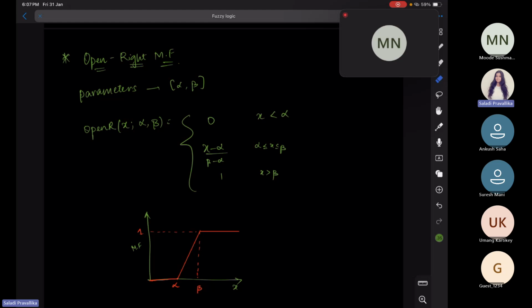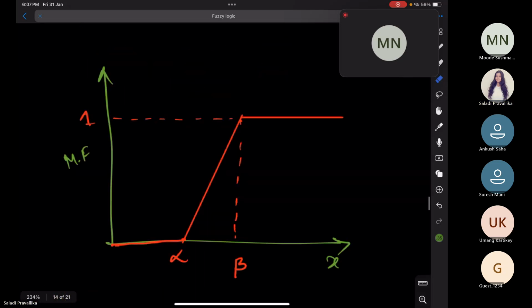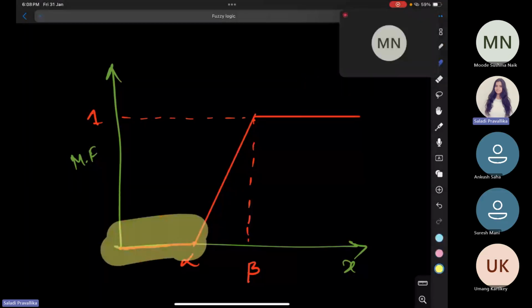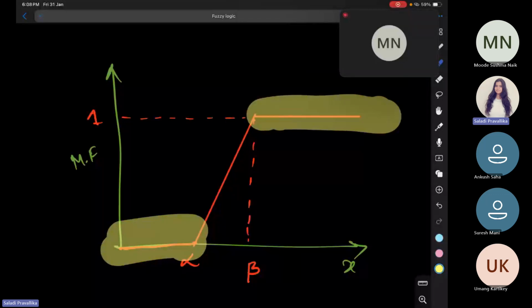When x is less than alpha, it is always equal to 0. And when x is greater than beta, it is always equal to 1. And in between that, you can calculate the membership value as x minus alpha by beta minus alpha. For the graph, when x is less than alpha, that is when it falls in this whole region, then that is equal to 0. And when x is greater than beta, that is when it falls in this region, it is equal to 1.